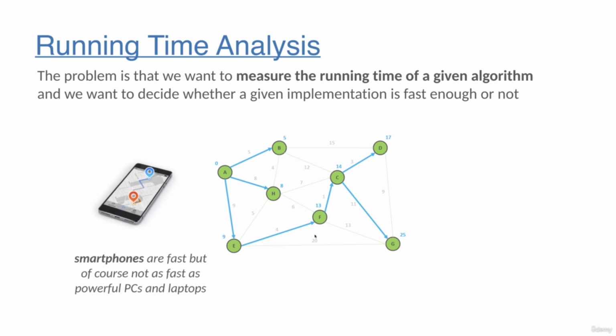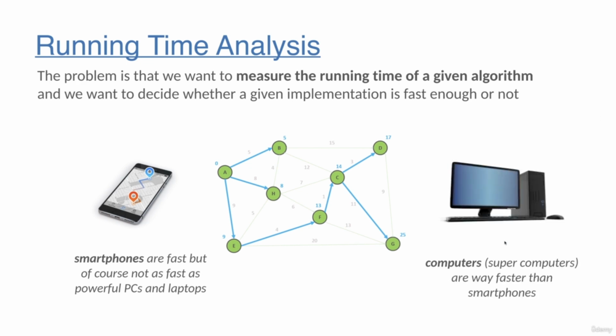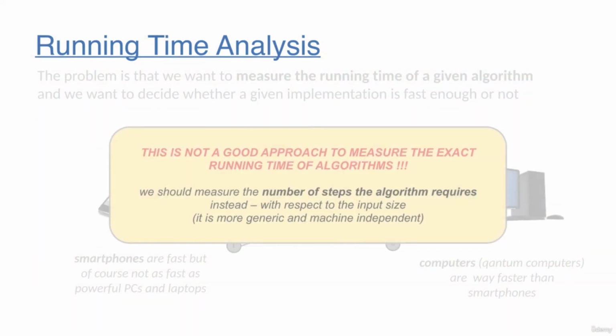And let's assume that we run this algorithm on a smartphone. Smartphones are fast, but of course they are not as fast as powerful computers. So if we run the exact same implementation on a computer, or for example a supercomputer, of course it is going to be way faster. So this is why we can come to the conclusion that measuring the running time of given algorithms is not going to be a good approach, because it depends on the underlying machine, whether we are using a smartphone, a fast computer and so on. So this is not a good approach to measure the exact running time of algorithms.